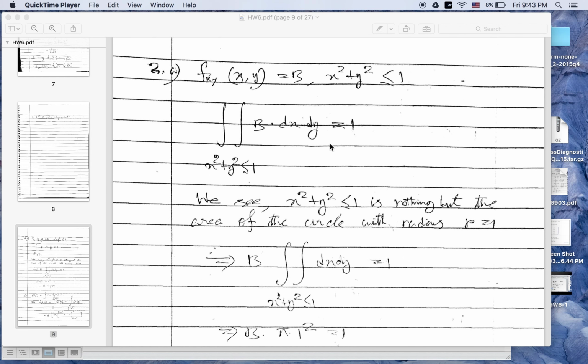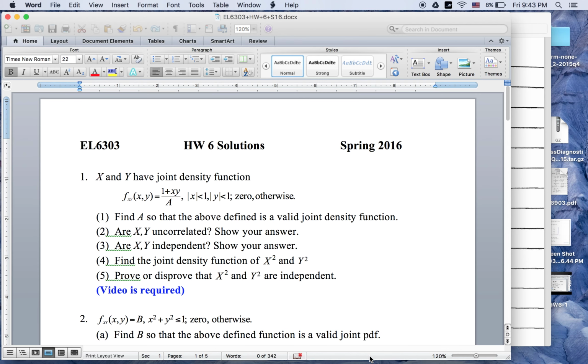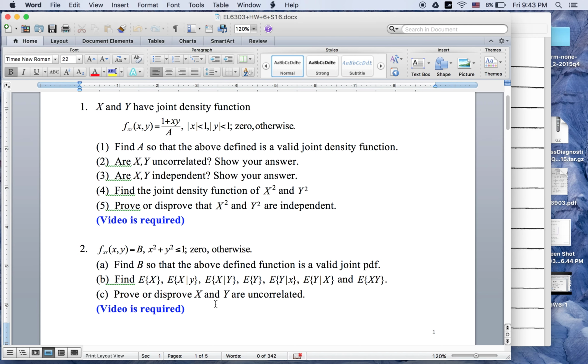Hi guys, now let's look at question 2. So question 2 was to find out the value of b, the first part, so that it is a valid joint density function. So how do we calculate this?